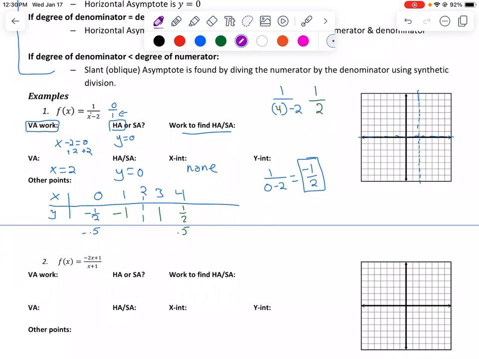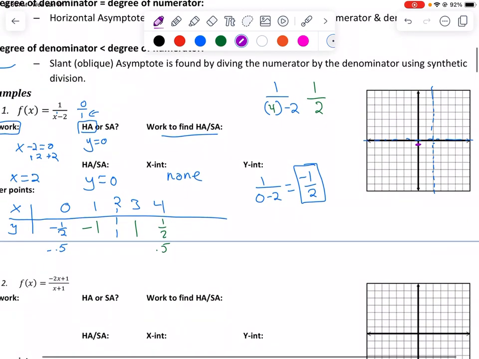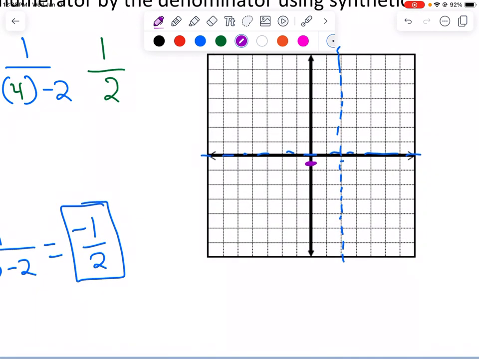So at 0, negative 1/2, so 0 and negative 1/2 would be here. I have a point. And then at 1, negative 1, I have a point. And what happens is I get this curved graph that follows my asymptotes. And I'm going to get another one over on this side. So they should be opposite of each other.